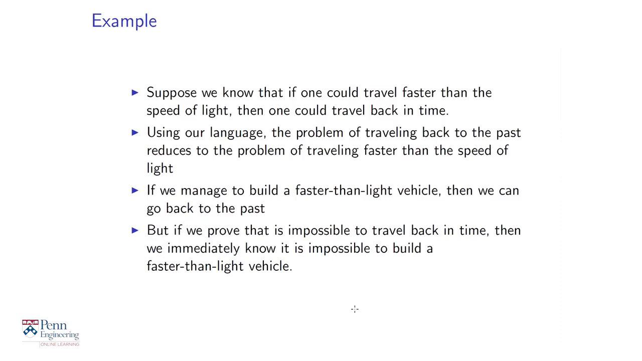Conversely, in the same vein, contrapositively to be precise, if we prove that it's impossible to travel back in time, meaning someone shows there's an absurdity if you're able to travel back in time, so it's impossible to travel back in time, then we would immediately know that it's impossible to build a faster than light vehicle. Okay, because again, this is the reverse implication of a reduction that I mentioned last slide.